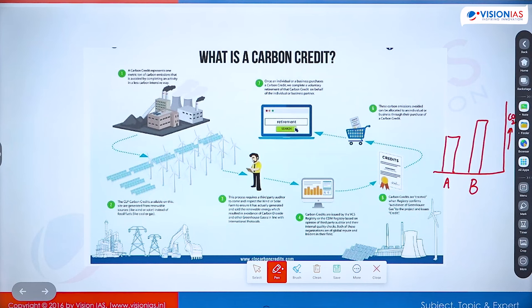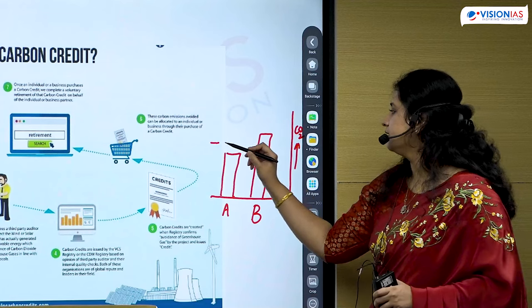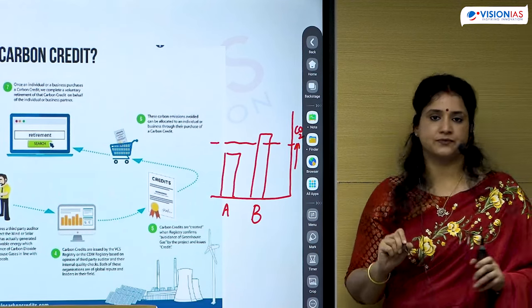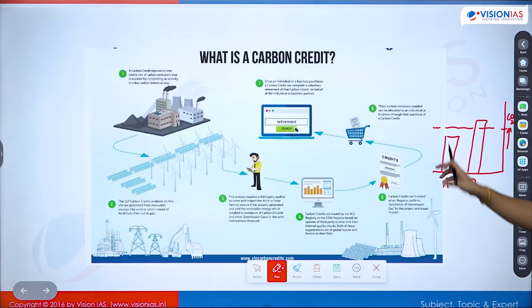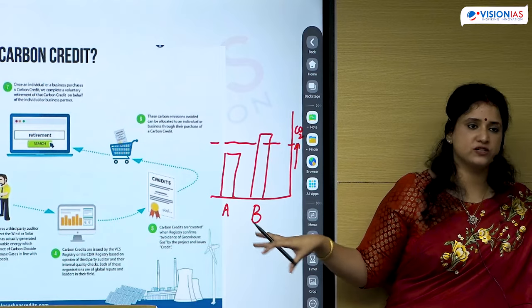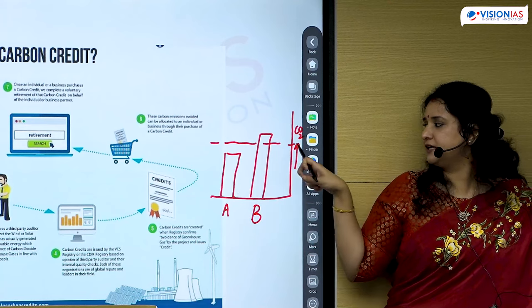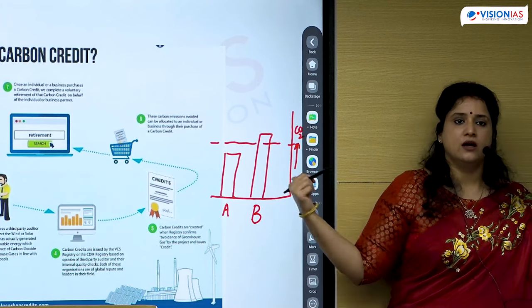Enter government. Government says कि आप एक लिमिट तक ही CO2 emit कर सकते हो. मान लो government ने लिमिट यहाँ सेट की, ओके, गवर्नमेंट ने यहाँ लिमिट सेट की कि हर इन फैक्ट्री इस टाइप की जो है, जो इस टाइप के प्रोडक्ट्स बना सकती है, इतनी ही CO2 एमिट कर सकती है.